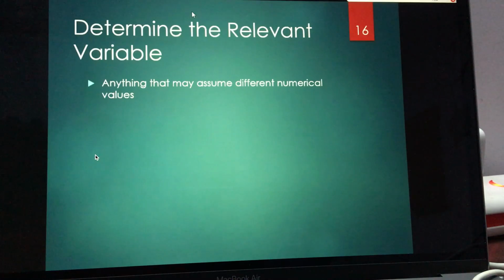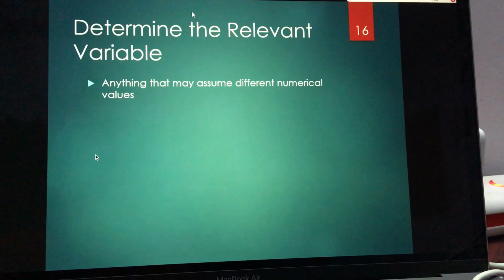Technically speaking, when you say variable, anything that can take up a value is called a variable. Okay, for example, gender of a person. Okay, male or female. It's a variable, right? Because it can take up a value, either male or female, or weight of a person, or average income of an individual.